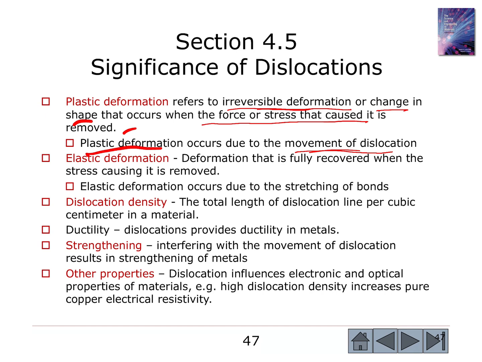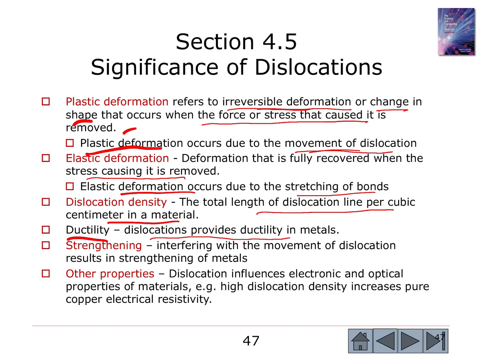Okay, what is elastic deformation? Deformation that is fully recovered when the stress causing it is removed. So elastic deformation occurs due to stretching of bonds. No bonds are broken, only the bond stretches, right? And when you remove the external load, the bonds get back to their normal length, and the material recovers from stretching or strain. Okay, what is dislocation density? The total length of dislocation line per cubic centimeter in a material.